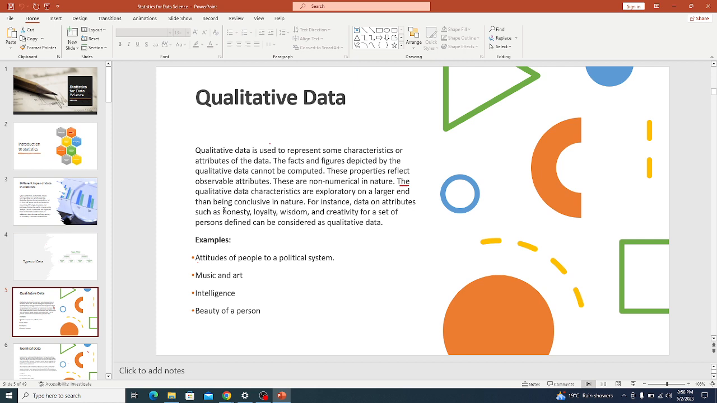That is, you can rate, or you can try to explain the intelligence of someone. Maybe you can say this person is wise, this person is foolish. So, intelligence, yeah, you can try to classify. Then we have the beauty of a person.